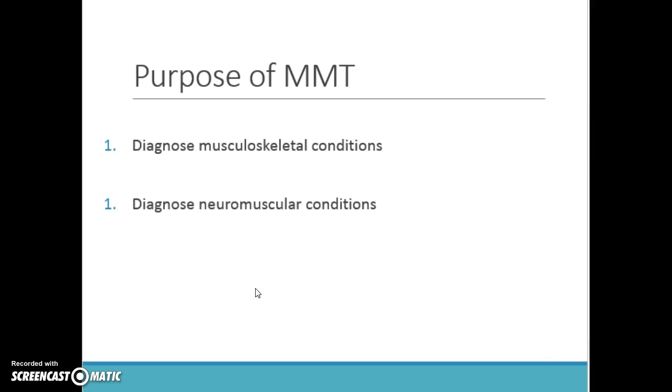The primary purpose of manual muscle testing is to diagnose musculoskeletal conditions and diagnose neuromuscular conditions. Musculoskeletal conditions can cause patterns of muscle imbalance because of poor postural alignment, and this can account for pain and further muscle imbalance.